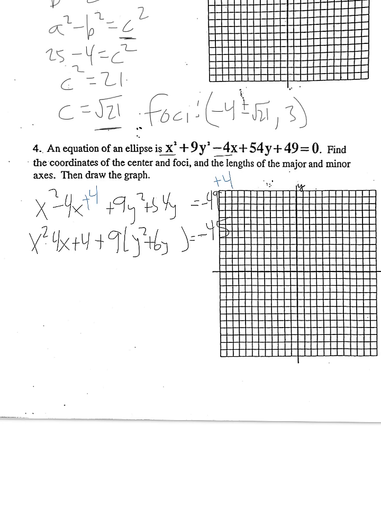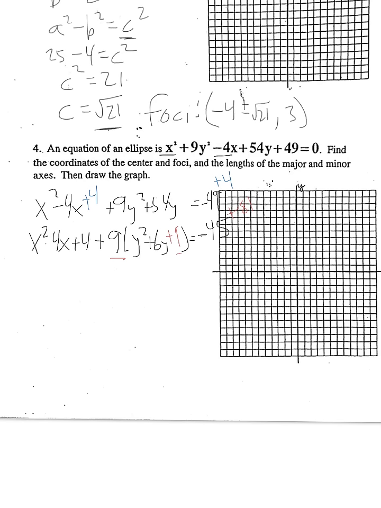In the y group, in the parentheses there, I want to complete the square. So take half of 6 and square it. And we get 9. Now here, we need to multiply. We didn't really add 9 to the left. We added 9 times 9. We need to multiply that 9 and that 9 together and add 81 to the other side.